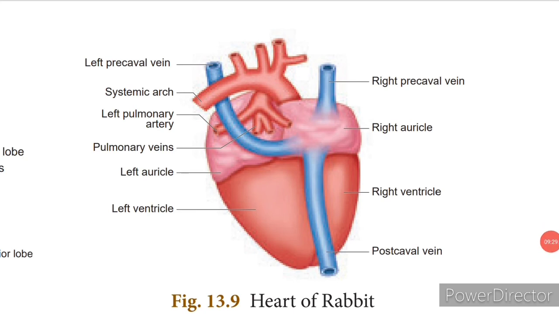Deoxygenated blood comes to the right auricle by the two superior vena cava veins and one inferior vena cava vein from all parts of the body. Here the left ventricle receives the oxygenated blood from the pulmonary vein, and that will be from the lungs, because it is oxygenated blood. From the right ventricle, the pulmonary trunk carries the deoxygenated blood to the lungs to get oxygenated, and from the left ventricle, oxygenated blood is carried to all parts of the body.